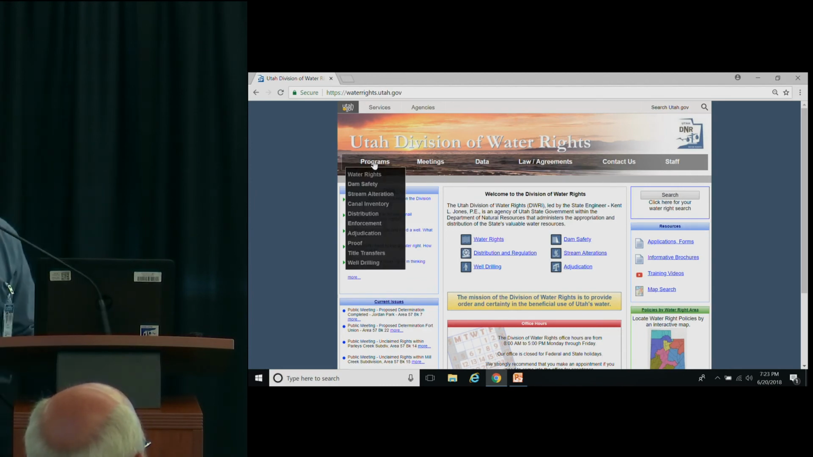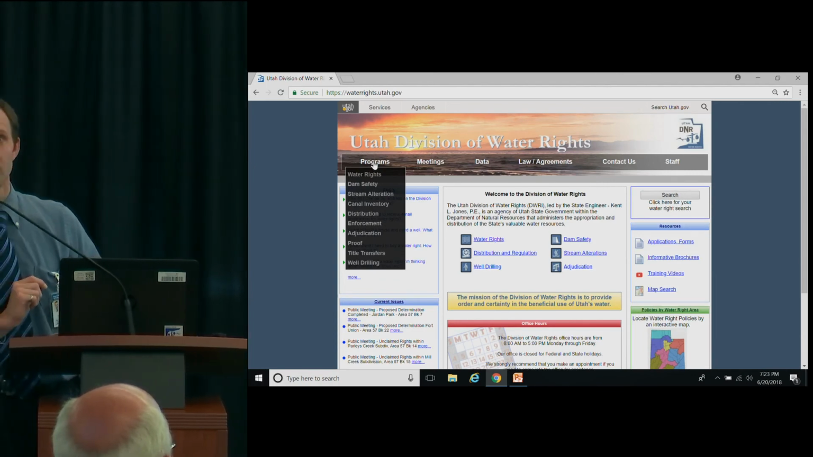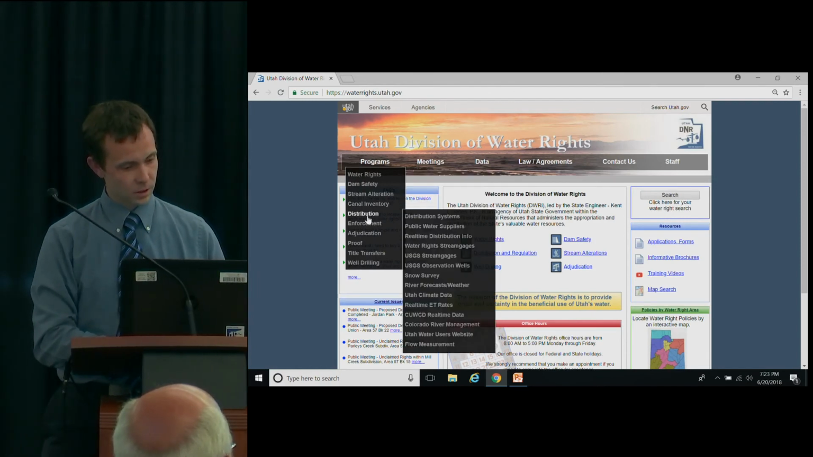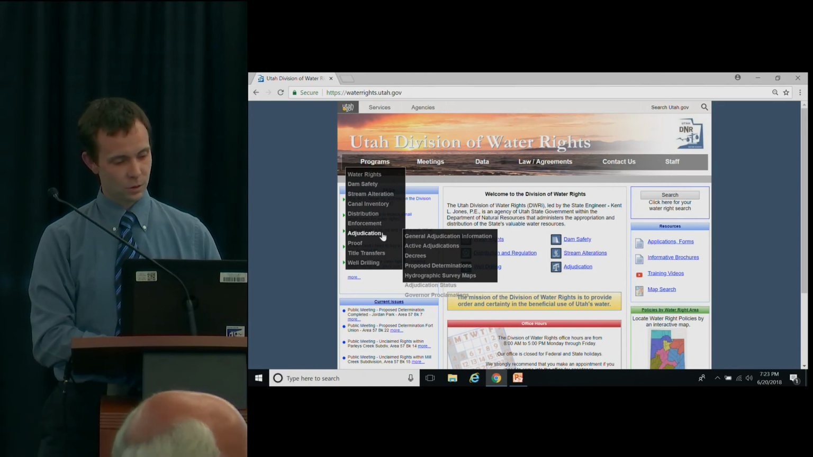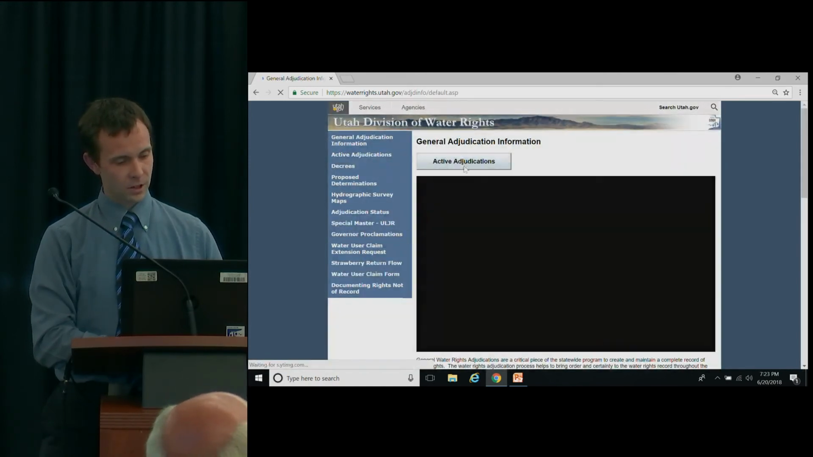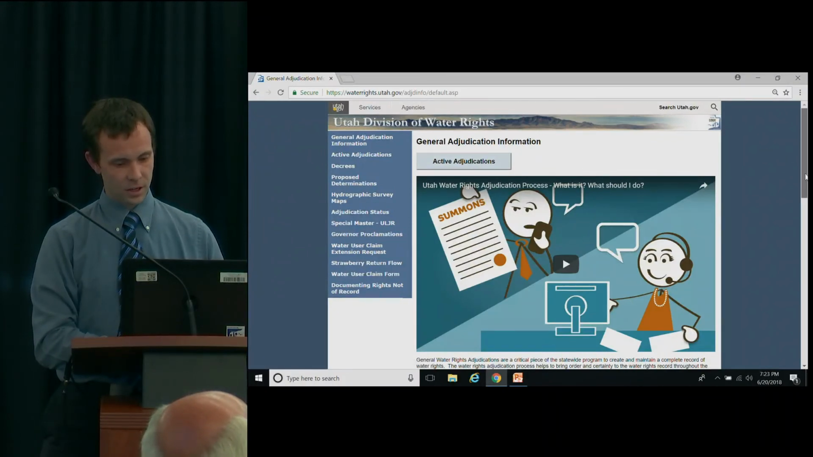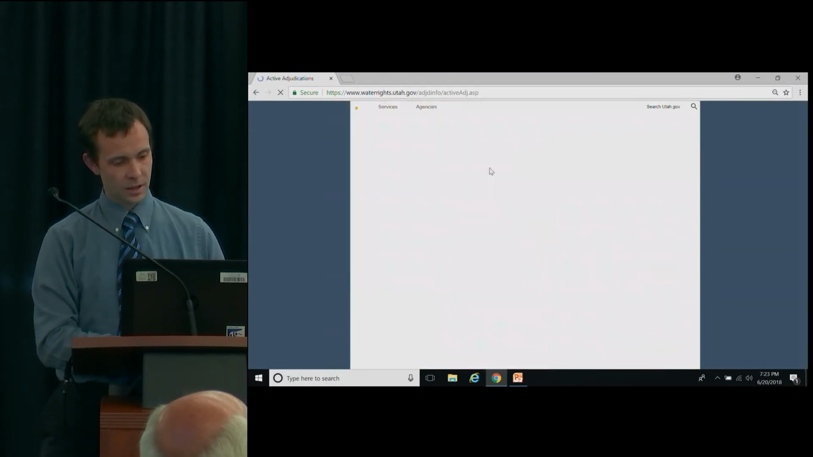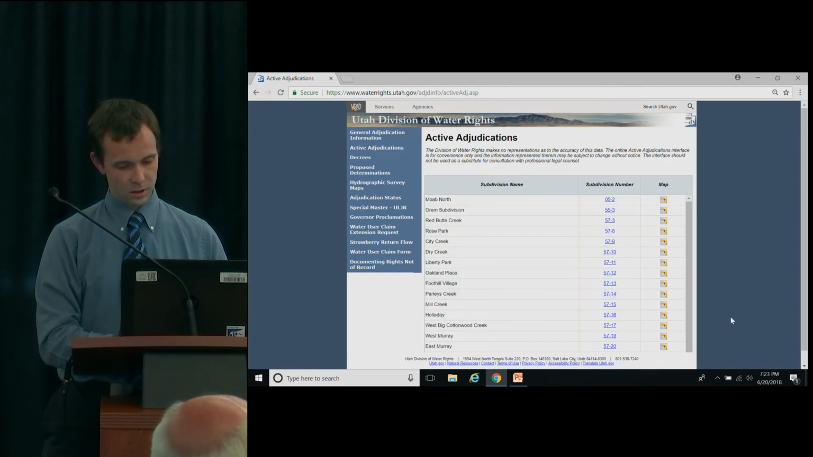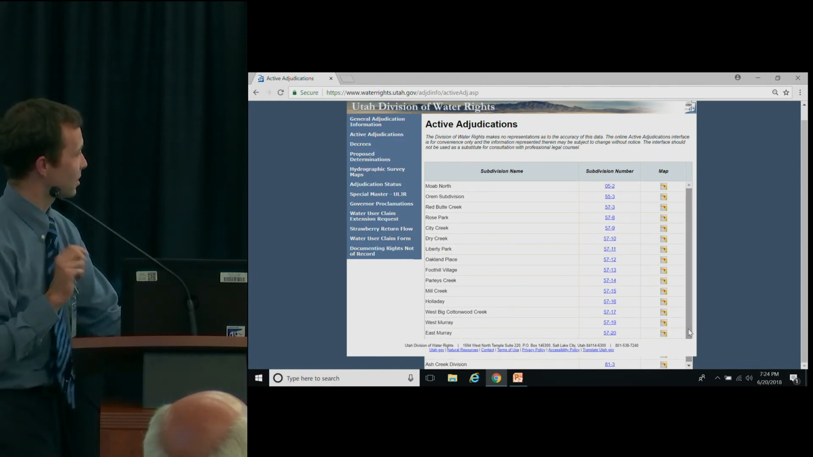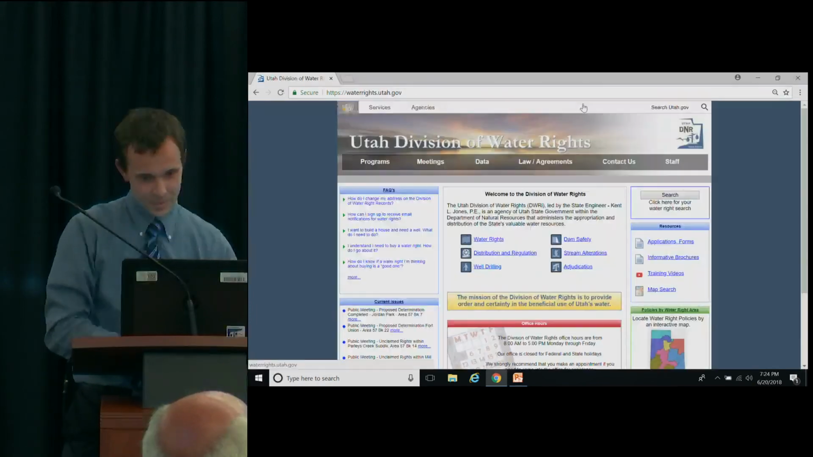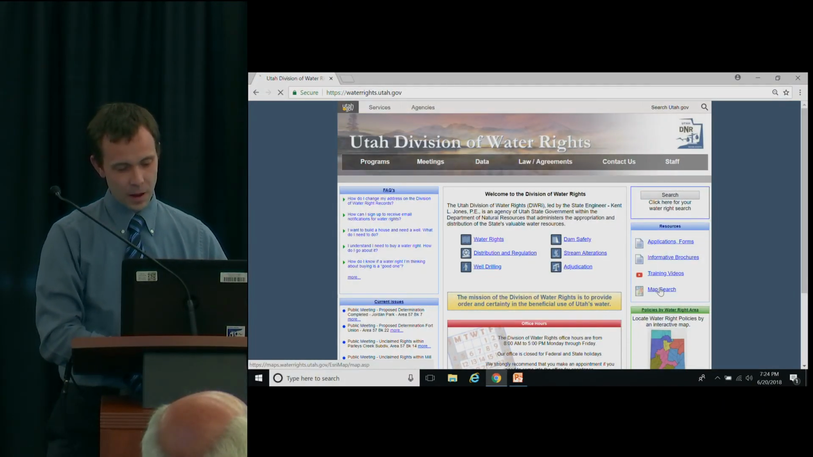So for instance, water rights, dam safety, stream alteration, canals, distribution, enforcement, adjudication. So I would go to adjudication, maybe, depending on where you want to go. If I click on adjudication, active adjudications is under this button, and Fort Union Subdivision is probably toward the bottom of the page. Actually, it's covered up by the banner at the bottom. Unfortunately, we'll have to get our programmers to fix that. I've been intending to.